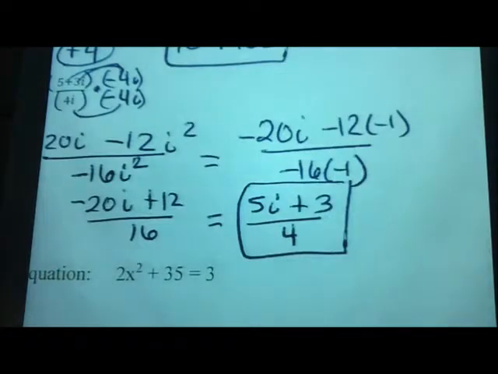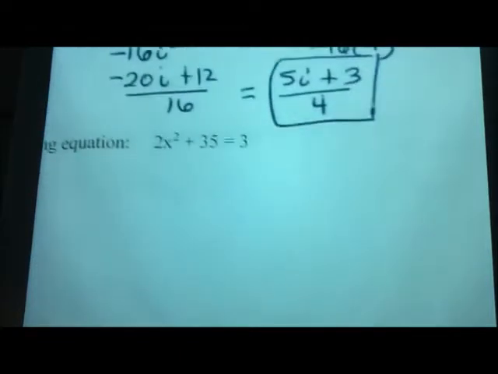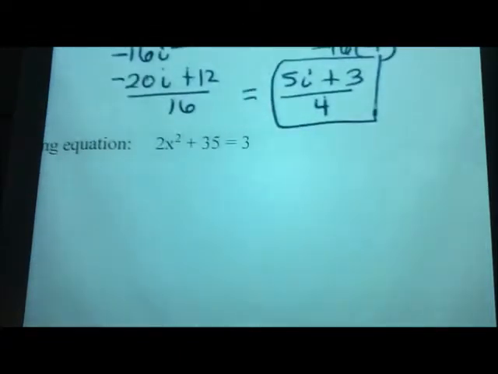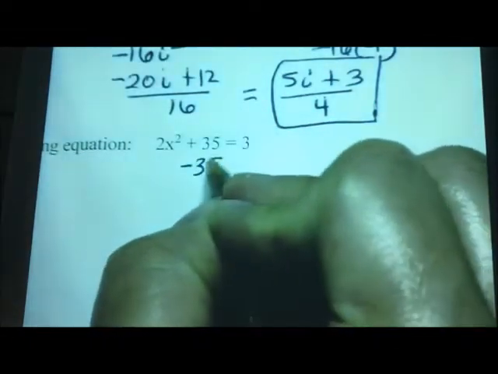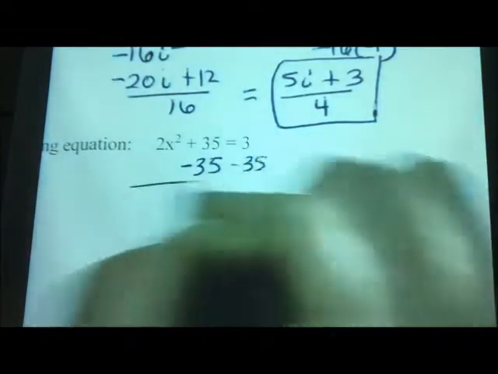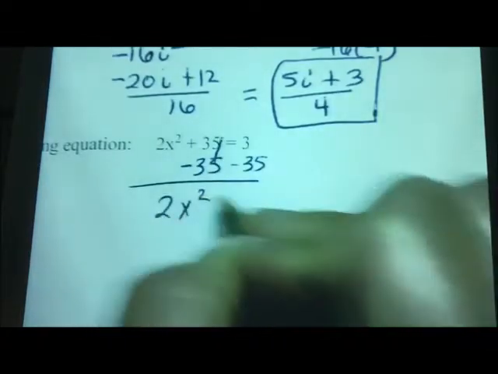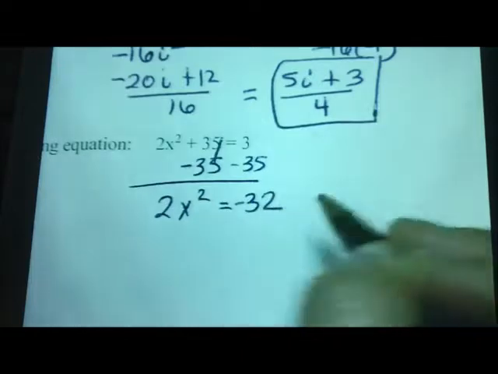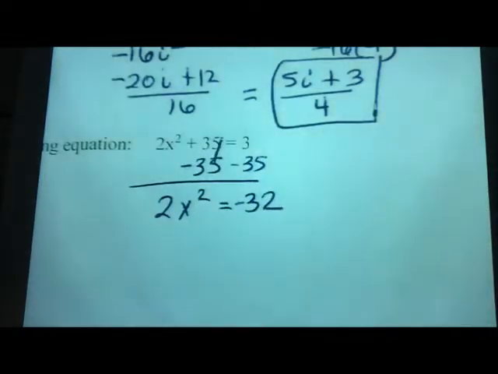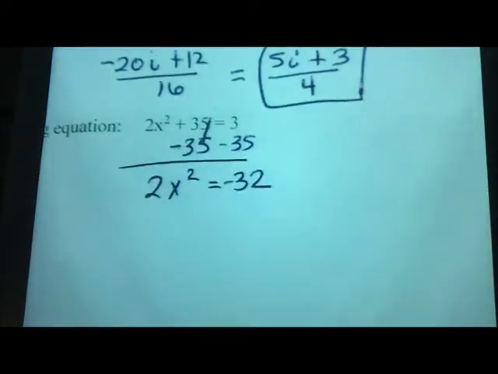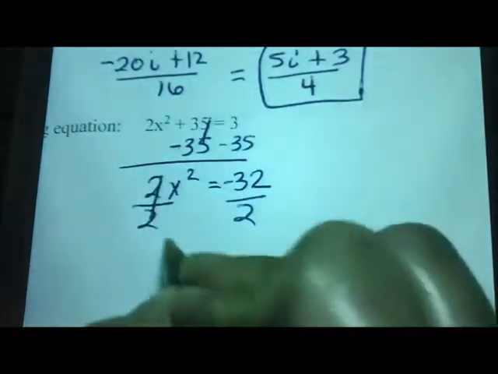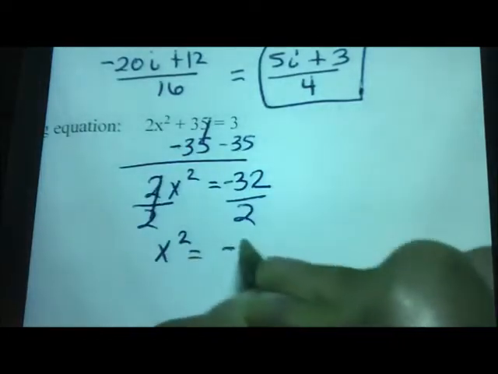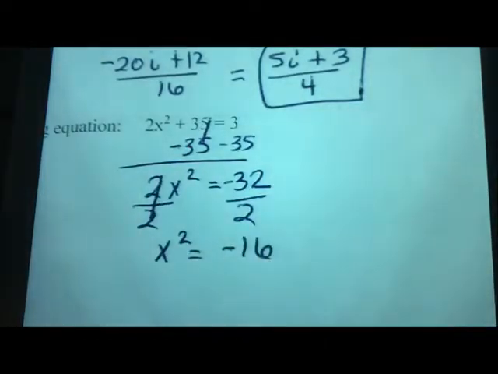Next problem, because we only have an x squared, we need to move everything away. So the first thing would be to subtract 35. Subtract 35. 2x squared equals a negative 32. Then we're supposed to leave x squared by itself, so we divide by 2, divide by 2. X squared equals negative 16.